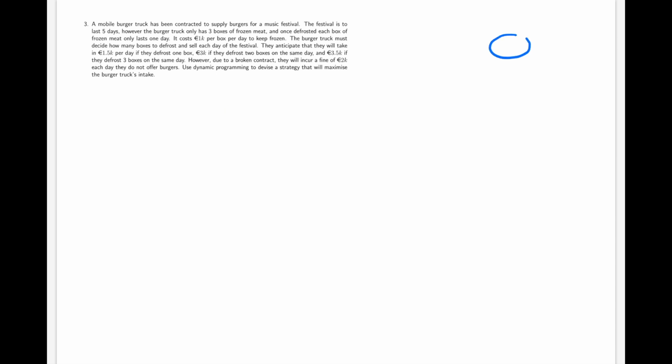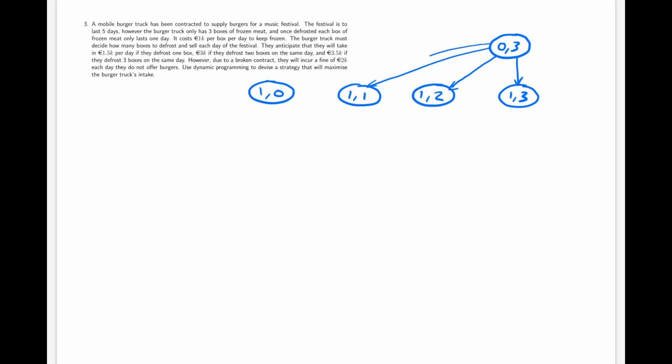So now we can write down all possible states that we could be in. So we could be in state 03. That is, at day 0, which is right at the start of the festival, before we start, we have 3 boxes frozen. At the first day of the festival, we could defrost nothing. We'll still have 3 frozen boxes. Or we could defrost 1 box and have 2 left. Defrost 2 boxes and have 1 left. Or defrost all 3 boxes. And we can take actions from state 03 to reach each of these.